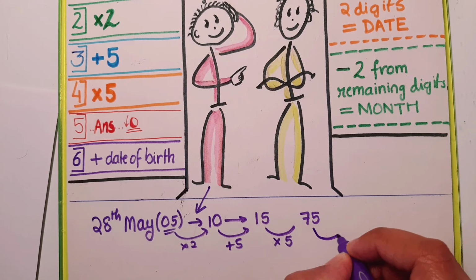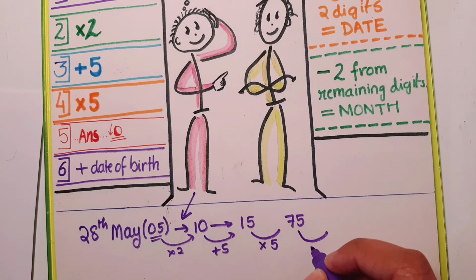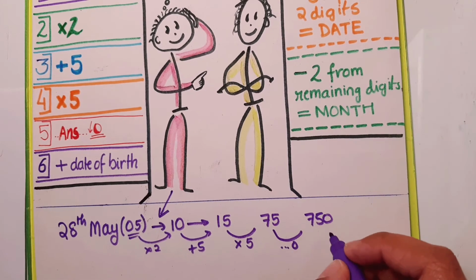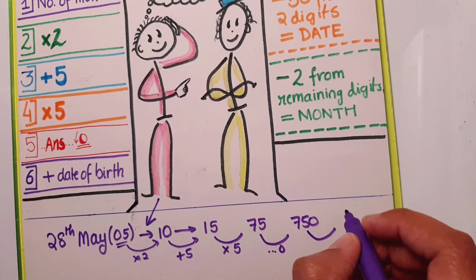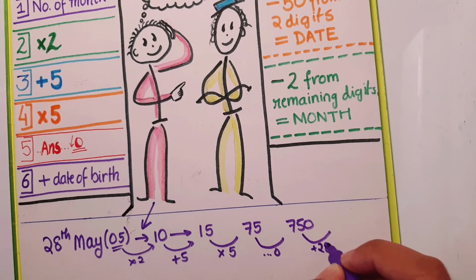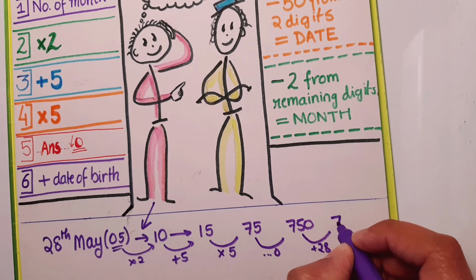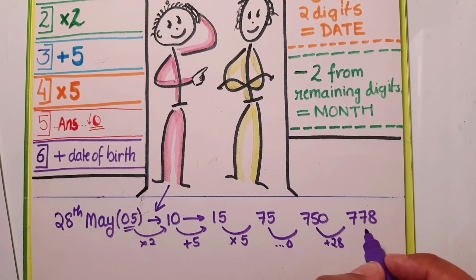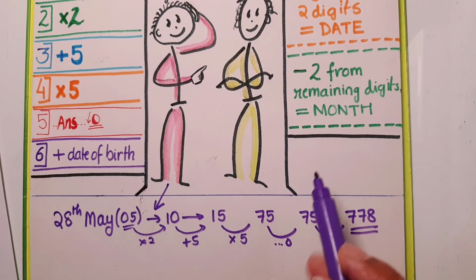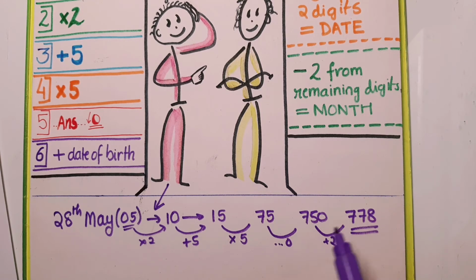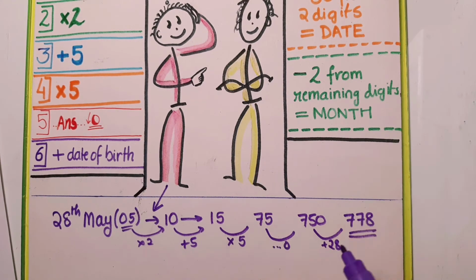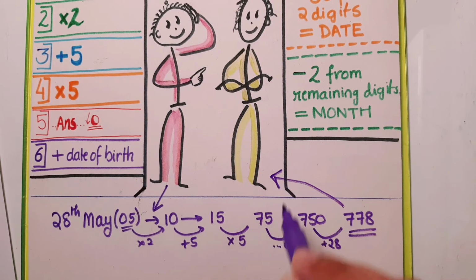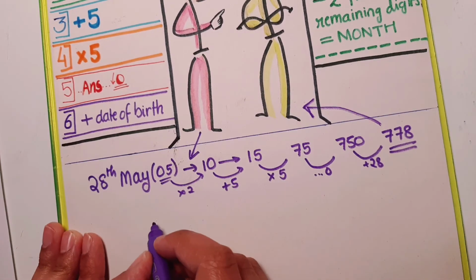And then we put a 0 behind the answer, so then we get 750. And then we add the date of birth, so that would be plus 28, so that would be 778. And this is our final number. This is what we are going to get. So this number he gets, and we only have to do 2 steps, right?